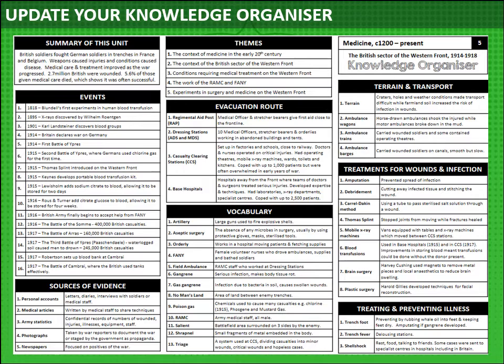Excellent. Now grab your knowledge organiser. There's quite a bit that we have to highlight on this one. Firstly, grab your highlighter, go up to themes at the top, and we need to highlight number 4, the work of the RAMC and Fanny. Once you've done that, then go to the right to terrain and transport, and we need to highlight number 2, ambulance wagons, 3, ambulance trains, and 4, ambulance barges. Do that now.